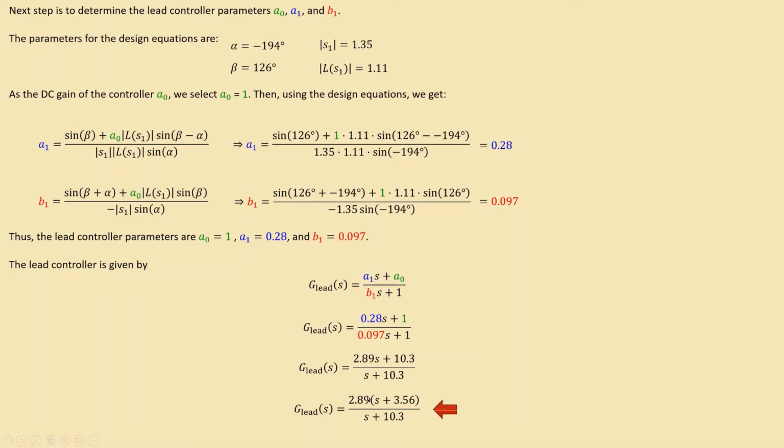And I can see that the zero of the lead controller is at minus 3.56 and the pole is at minus 10.3. You can see that the pole is farther away from the vertical axis than the zero. That means this controller will have a positive phase contribution, which is of course true for a lead controller. For a lag controller, you will have a pole closer to the vertical axis than the zero. So this is our designed controller. So we will now check if our system using this lead controller is performing as expected.